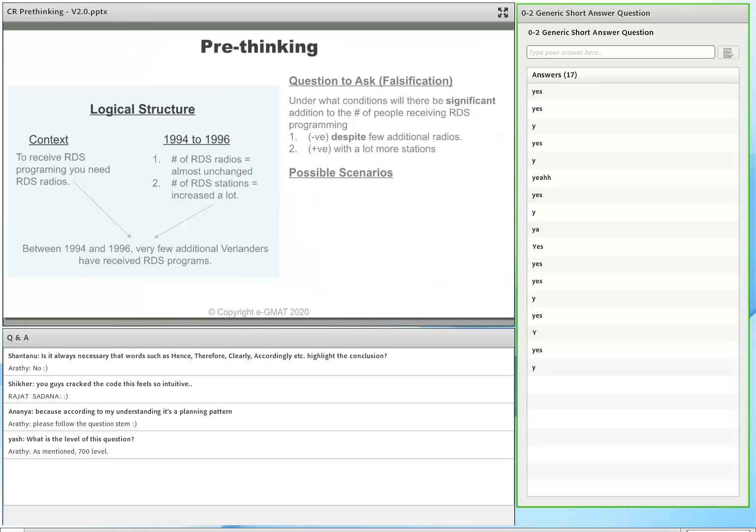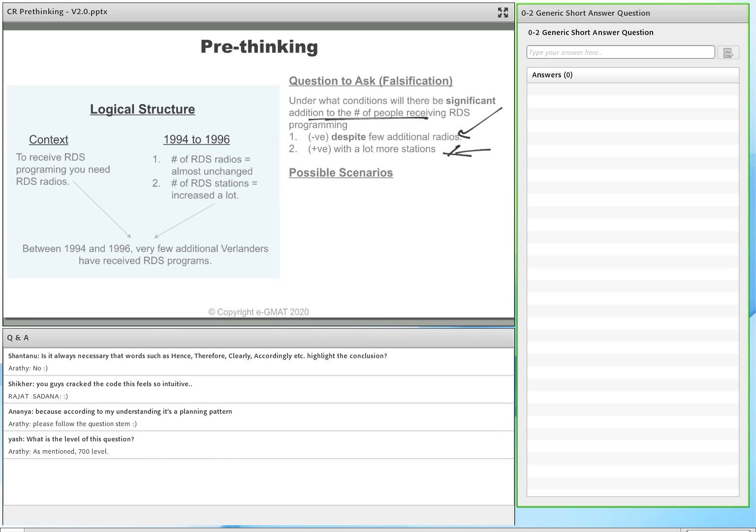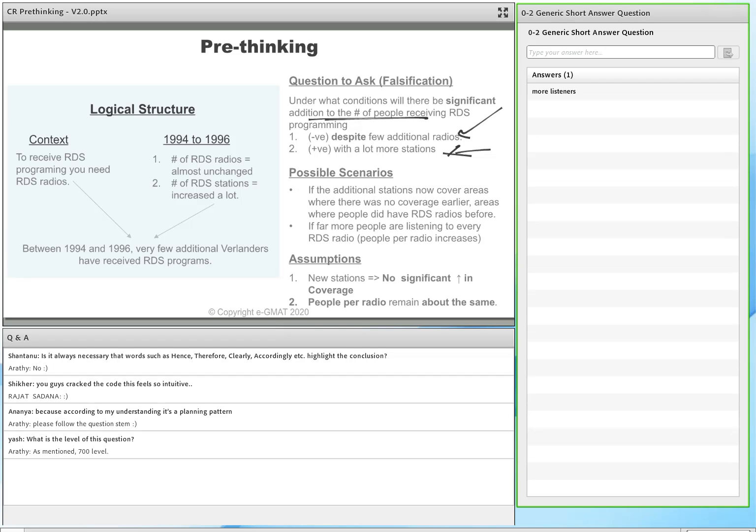Okay. So the question which we have to ask is, in what scenario will there be a significant addition to the number of people receiving this RDS or special programming if the number of radios remains more or less the same, but I have added a lot more stations? What are the scenarios in which more Verlanders will receive this? Okay, let's see some scenarios.